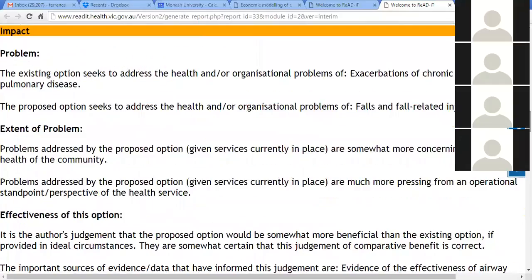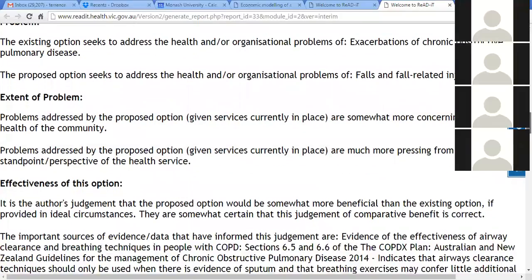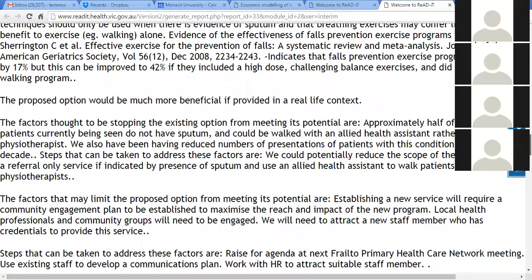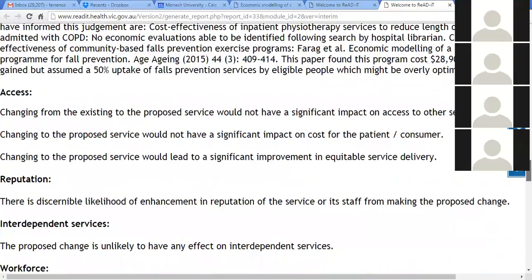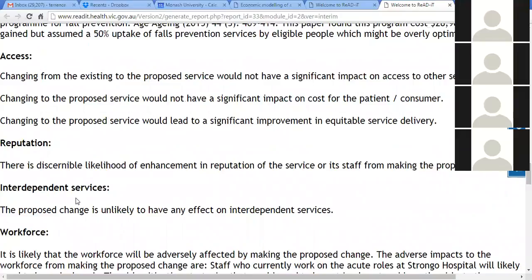The next domain is that of impact, and what the impact of the decision would be. We've again got the domains of the size of the problem, the extent of it, the effectiveness of the options, so how well they work, and all the text I entered in has been automatically populated into this report. Then the cost effectiveness of the option, how the option would also affect access to services, the reputation of the health service, the impact on other interdependent services, the impact on the workforce.